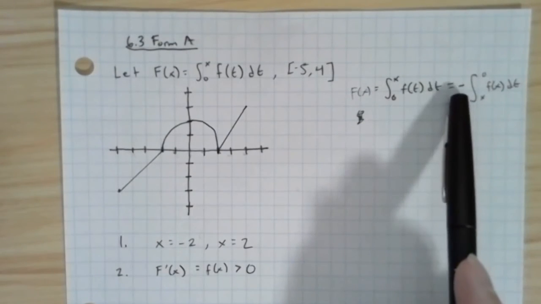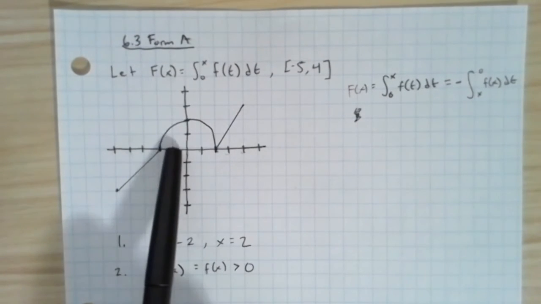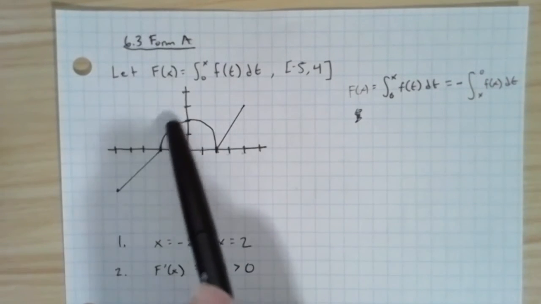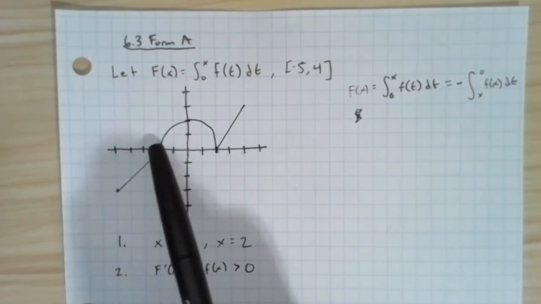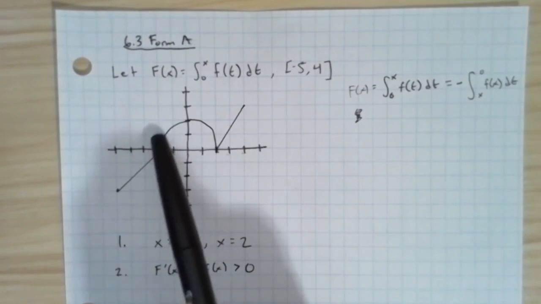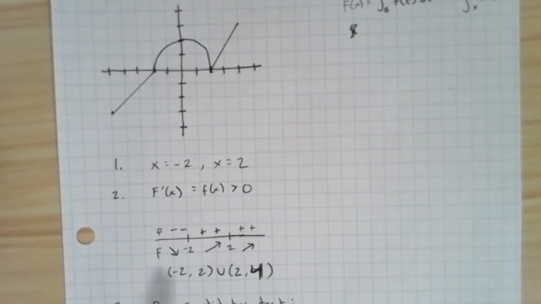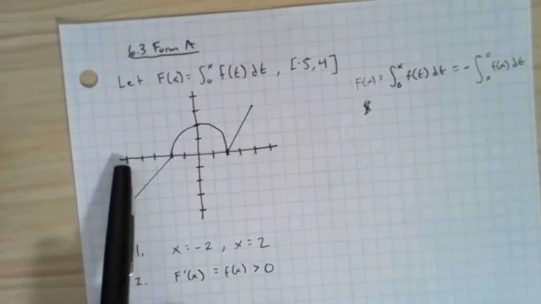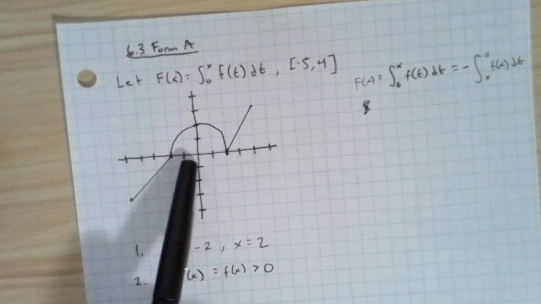So notice that there is a minus there now. That means any area that's above the x-axis will be negative. Any area that's below the x-axis will be positive. This is a semicircle. The area of a circle is pi r squared. If you have half a circle, that's 1/2 pi r squared. If you have a quarter only, because the question says we're finding the candidates test, the first one was f of -5. You're going from 0 to -5, so that's a quarter of a circle, so 1/4 pi r squared.